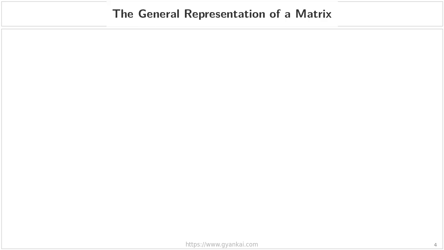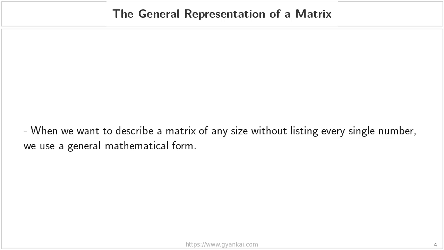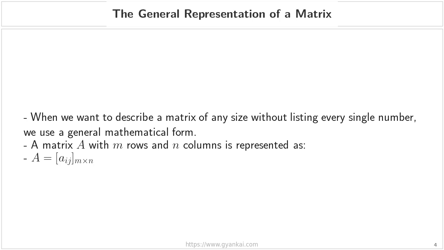The general representation of a matrix. Now that we have seen how to identify individual elements using specific indices, let's move on to how we describe an entire matrix in a general way. In many cases, especially when dealing with very large datasets, it is impractical to list every single number within a matrix. To handle this, mathematicians use a general mathematical form to represent the matrix as a whole. For example, if we have a matrix, which we will call capital A, consisting of m rows and n columns, we represent it as capital A equals bracket a sub ij with a subscript of m by n.